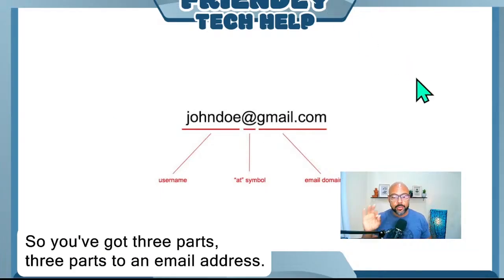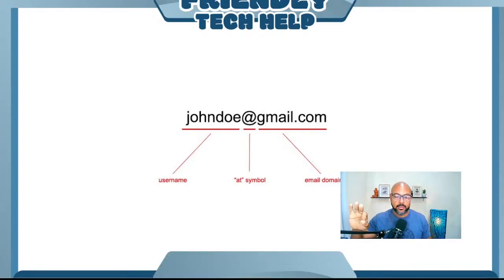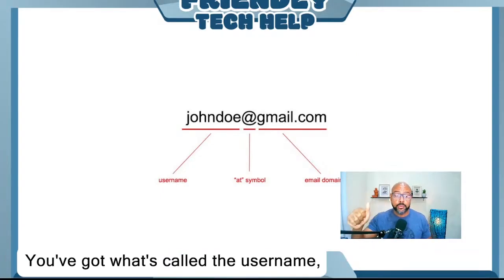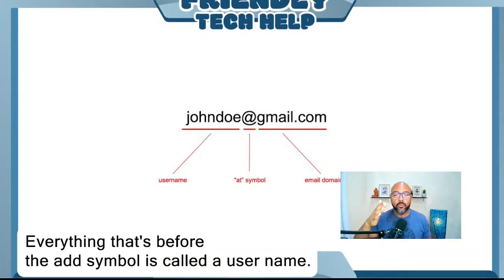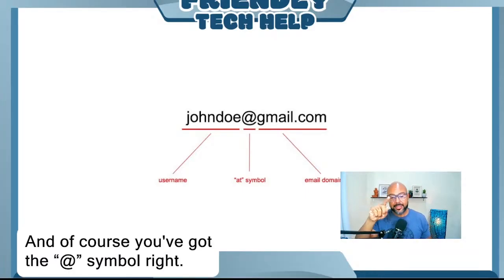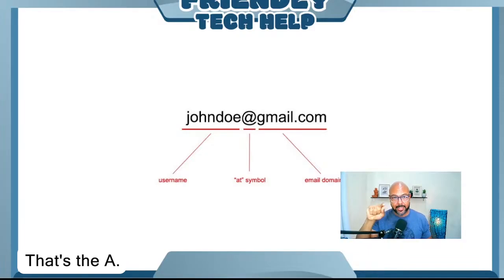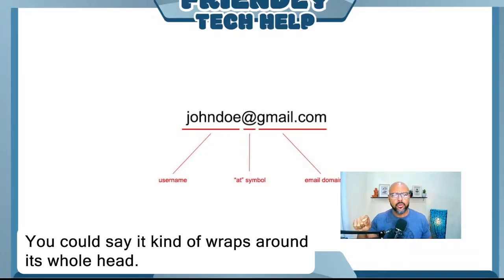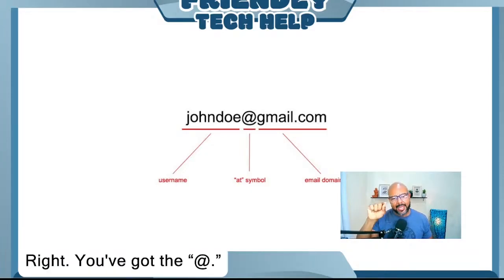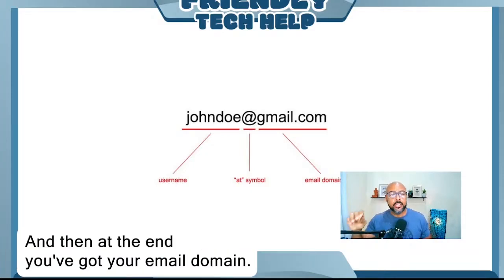So you've got three parts to an email address. You've got what's called the username, which is everything that comes before the @ symbol. Everything that's before the @ symbol is called a username. And of course, you've got the @ symbol, right? It's the A with an extremely long rat tail, you could say. It kind of wraps around its whole head, right? You've got the @ and then at the end, you've got your email domain.